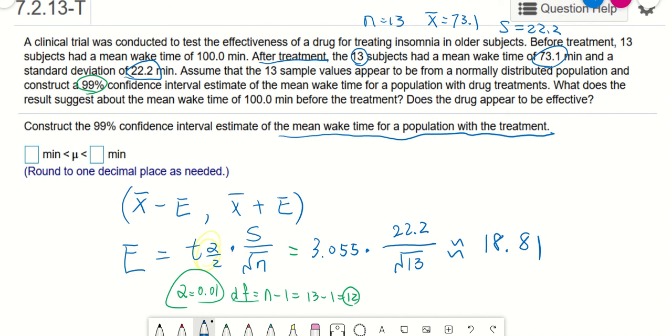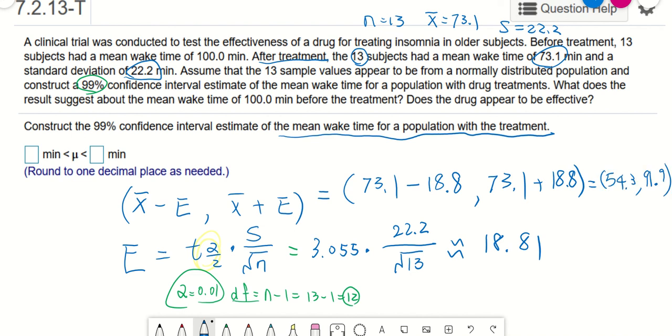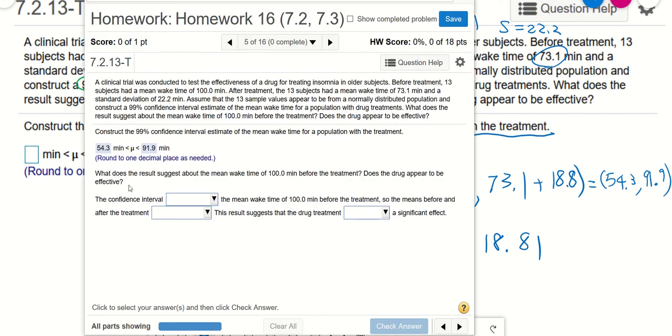Then for this confidence interval, the lower bound will be x bar, which is the sample mean, 73.1 minus the E we just calculated, 18.8, and the upper bound will be 73.1 plus 18.8. Going through the calculation, I got 54.3 to 91.9.